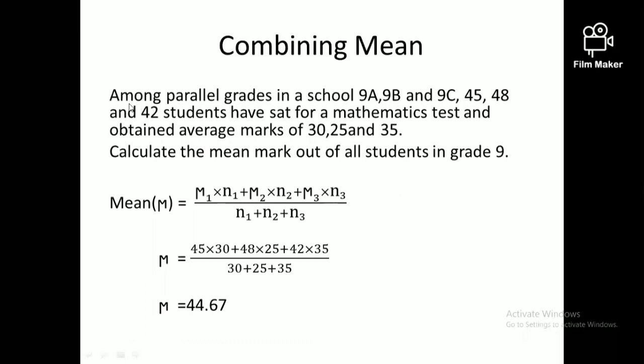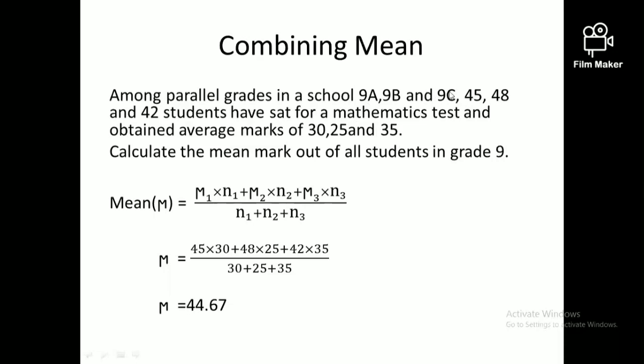If you work out this example: among parallel grades in a school, 9A, 9B and 9C, there are 3 classes with 45, 48 and 42 students. In 9A there are 45 students, in 9B there are 48 students and there are 42 students in 9C. They have sat for a mathematics test and obtained an average mark of 30. That means the average of 9A is 30, the average of 9B is 25 and the average of 9C is 35. Calculate the mean mark of all students in grade 9. Right. Let's see what you need to do. So the first class there are 45, average is 30.